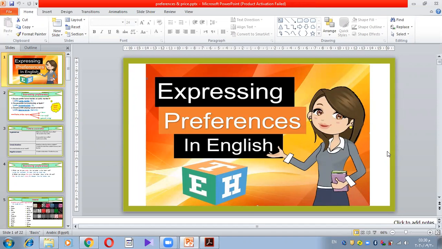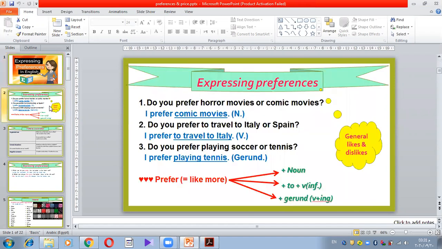Hopefully everything is great. Our session today is about preferences. What is meant by preferences and how can we use them in English? Let's have a look at this. Just read the examples and the answers and we are going to understand what is meant by the word preferences.